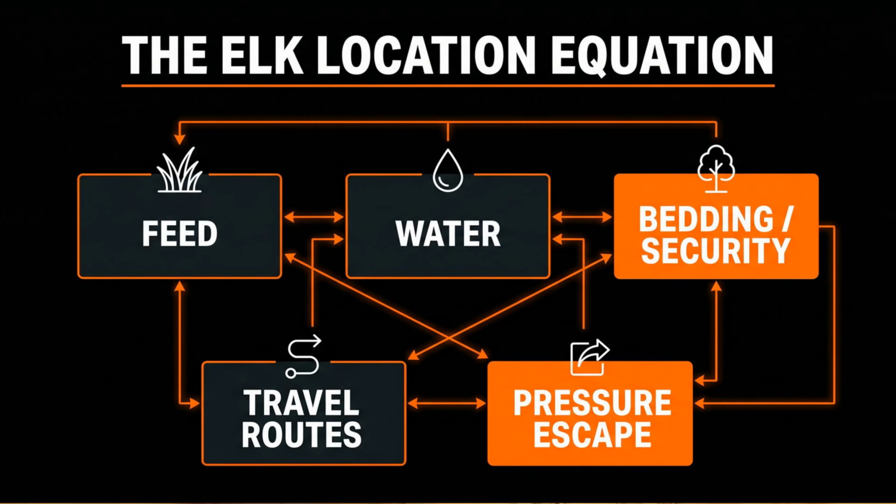Once you start asking what changed, the next step is to stop looking at elk country as one giant possibility and start breaking it down into the parts elk actually need to survive. This is where I want you to think in terms of an elk location equation. Elk need feed, they need water, they need bedding and security, they need travel routes between those pieces, and once hunting season starts, they need a way to avoid or escape pressure.